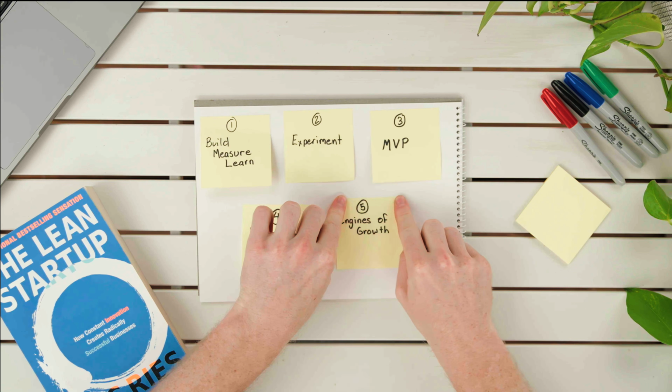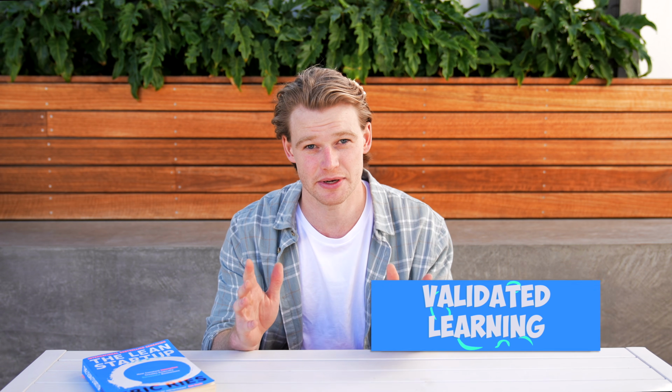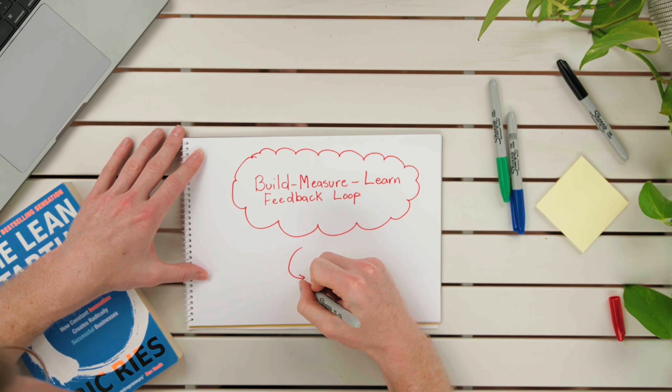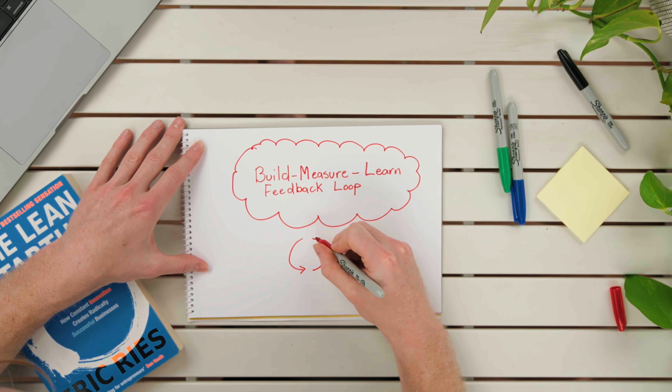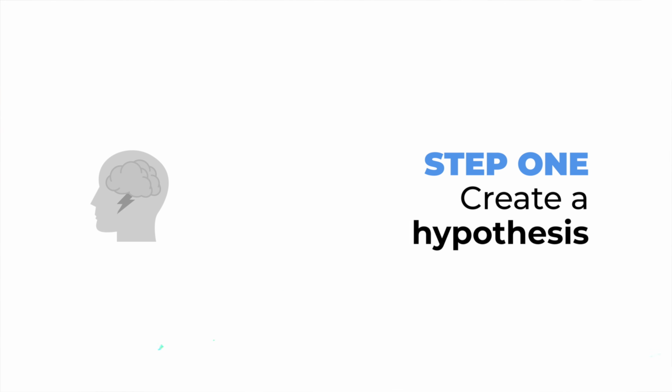In the early days of your startup, you really need to focus on validated learning and learning very, very quickly. The more validated lessons that you can learn, the quicker you can get to your goal, which is basically trying to find out if anyone wants your product. In order to achieve these validated learnings, we can set up a build, measure, learn feedback loop. The first step of this loop is creating a hypothesis. A hypothesis is basically an idea that we can test.